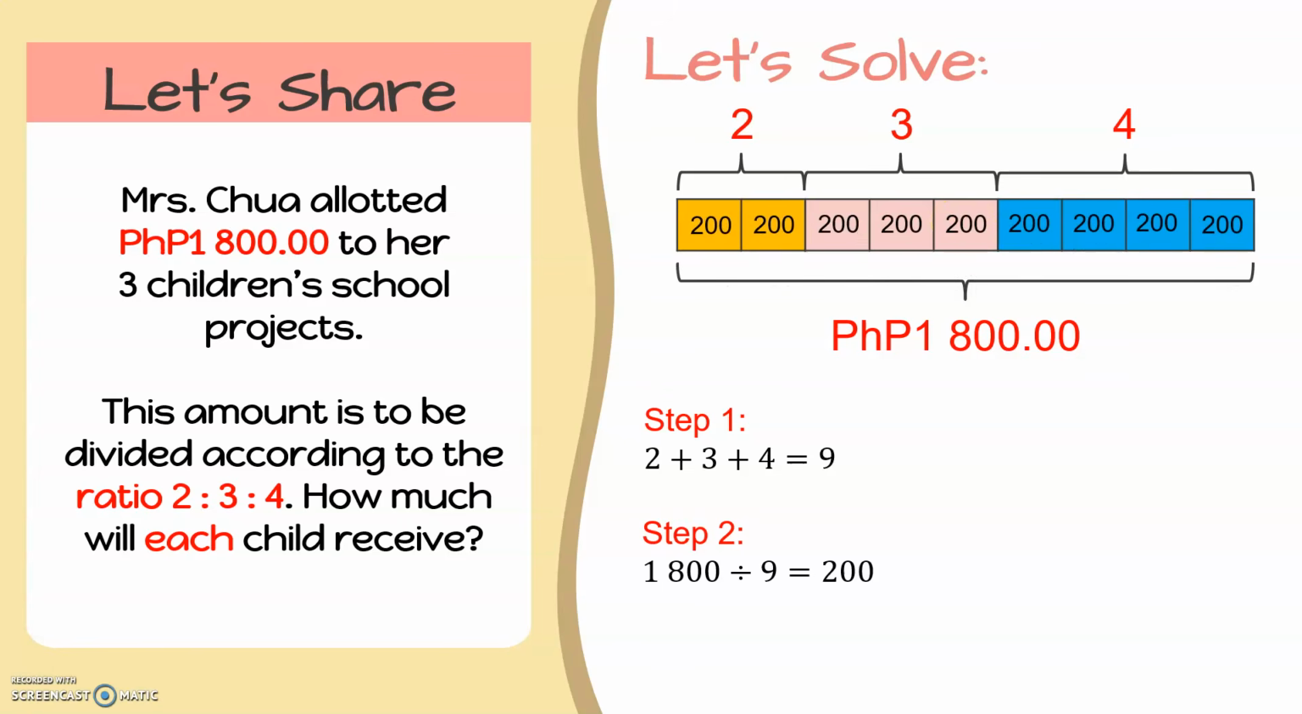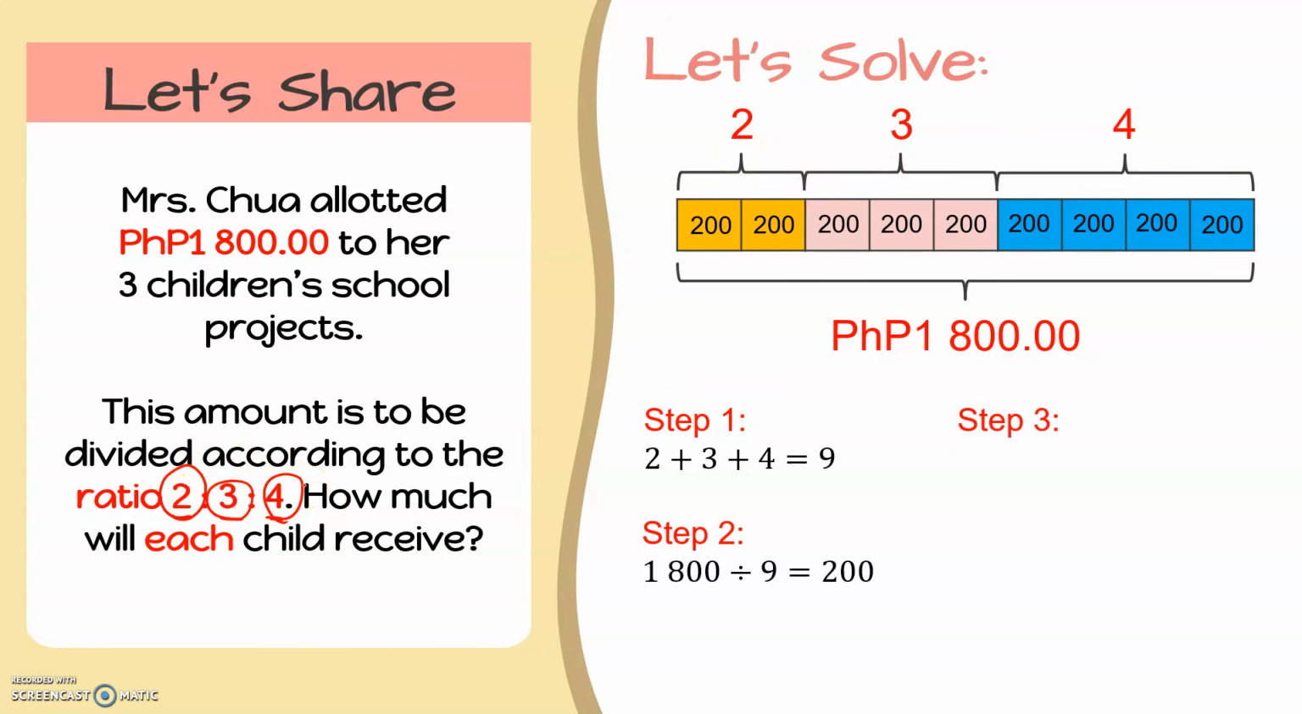But let us take note that we are not asked to find the value of each part. The problem is actually asking how much each child will receive if the whole is divided in the ratio 2:3:4. So the first child will get 2 parts, the second one will get 3 parts, and the last child will get 4 parts. For us to do that, our final step will be to multiply 200, which is the value of each part, by the terms in the ratio, which is 2:3:4.